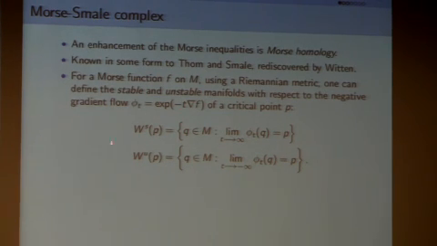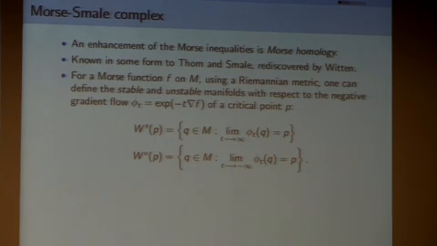So for a particular critical point, you can define the stable and unstable submanifolds. If P is a critical point, the stable submanifold based at P is the set of points that are limiting to P under this flow. So as t goes to infinity, it limits to P. The unstable submanifold of P is the set of points that are limiting to P as t goes to minus infinity. So in some sense, they're coming from P in the past, and the stable submanifold is the set of points going to P in the future.